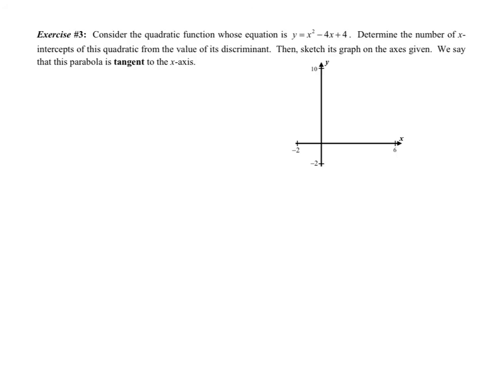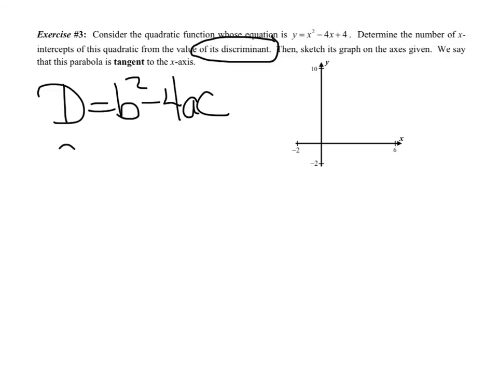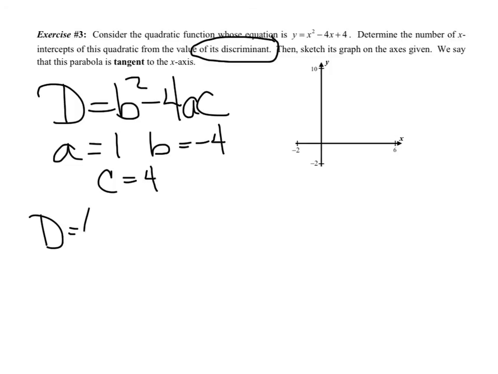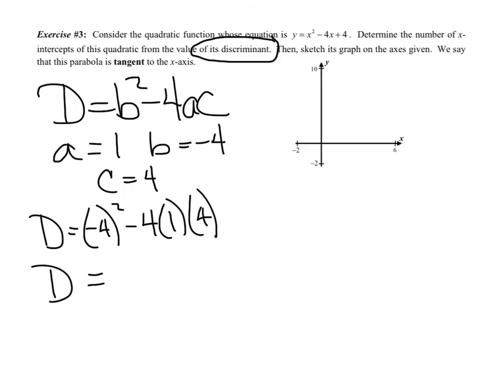Exercise 3. Consider the quadratic function whose equation is y equals x squared minus 4x plus 4. Determine the number of x-intercepts of the quadratic from the value of its discriminant. All right, so let's start with our discriminant, b squared minus 4 times a times c. In this case, my a is 1, my b is negative 4, and my c is positive 4. So I get negative 4 squared minus 4 times 1 times 4. That gets me a discriminant of 0.